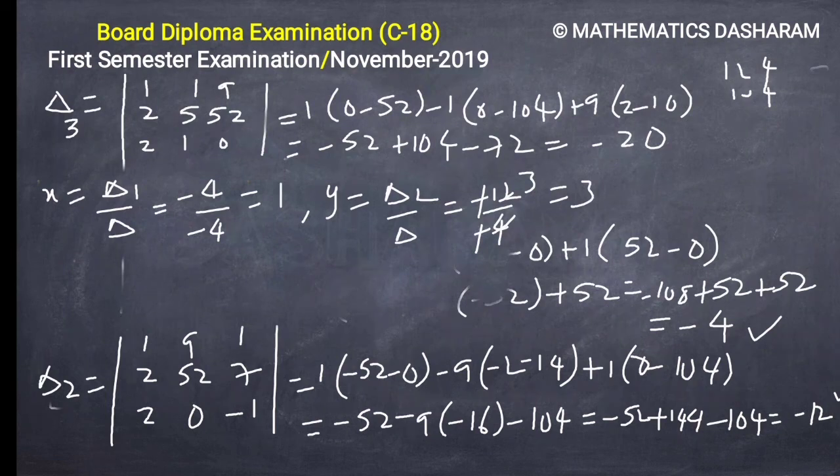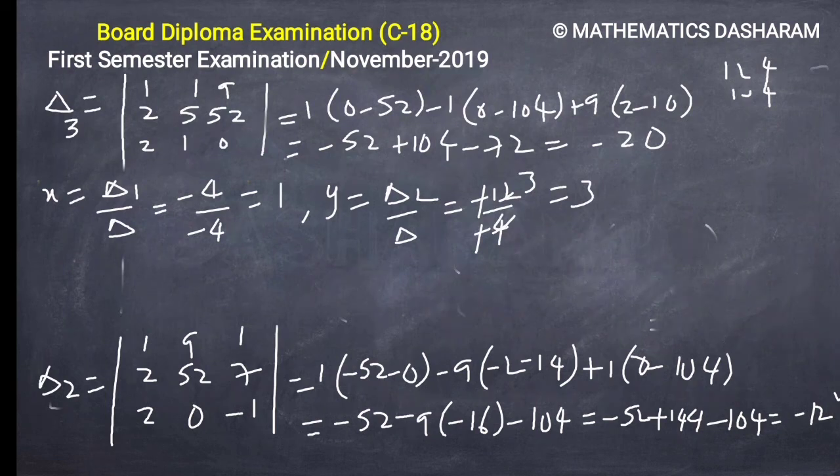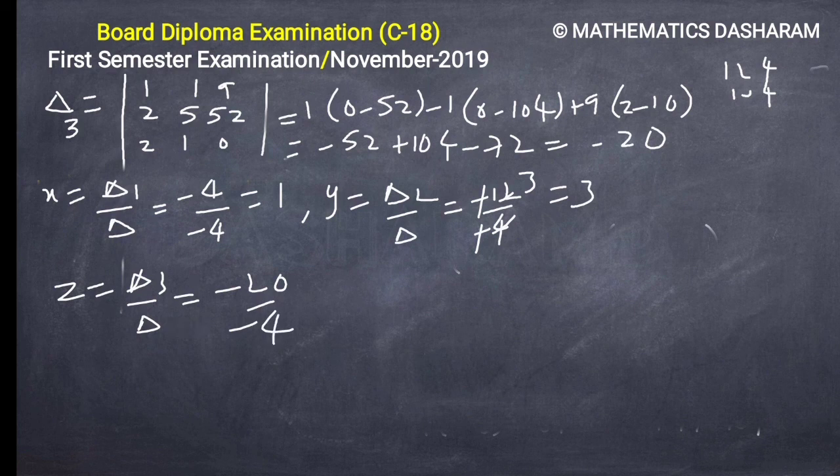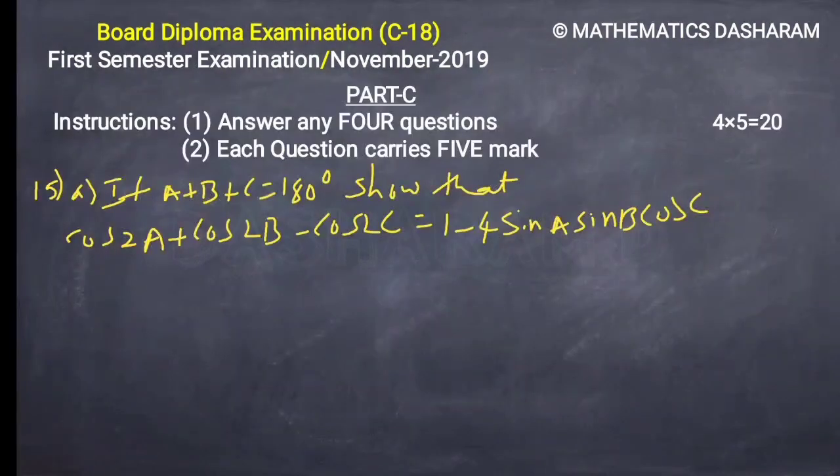Next, z equals delta 3 divided by delta. So delta 3 is minus 20 divided by minus 4. So minus minus cancel, 4 ones are 4, 4 fives are 20. So our required answer is 1, 3 and 20. Sorry, here not 20. So 1, 3, 5 is our required answer.